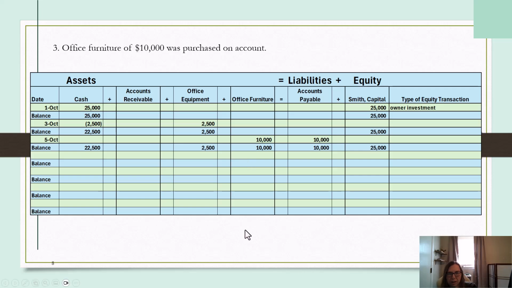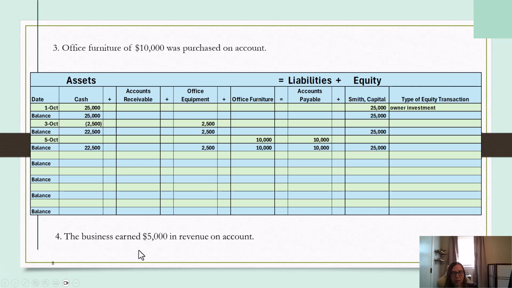Okay, let's go to the next example. The business earned $5,000 in revenue on account. So here they have on account again, and this time it's an accounts receivable. They don't owe somebody money. They must have performed some sort of service or sold some products, and they earned the revenue, but the customers haven't paid yet.